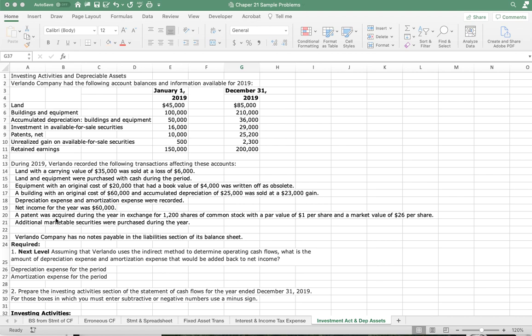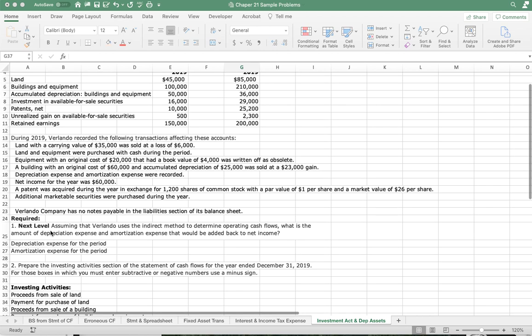A patent was acquired during the year in exchange for 1,200 shares of common stock with a par value of $1 per share, market value of $26 per share. Additional marketable securities were purchased during the year. Verlando Company has no notes payable in the liabilities section of its balance sheet.